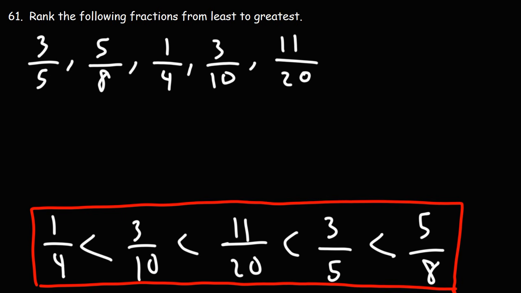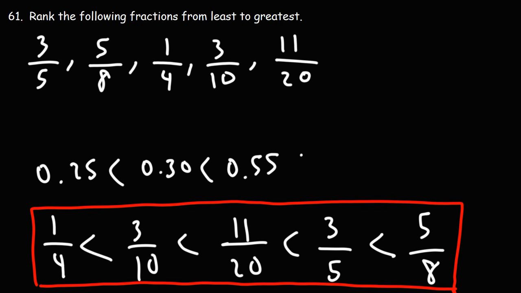Now, you could check your answer using a calculator. If you type in 1 divided by 4 in your calculator and convert it to a decimal, you'll get 0.25. 3 divided by 10 as a decimal, that's 0.3 or 0.30. 11 over 20 as a decimal is 0.55. 3 divided by 5 is 0.6 or 0.60. And 5 over 8, or 5 divided by 8, that's 0.625. So as you can see, we have the right answer.